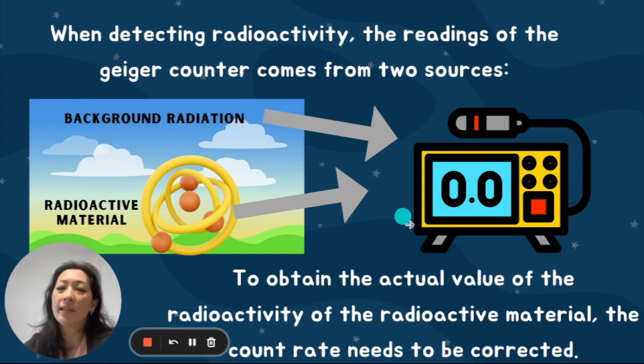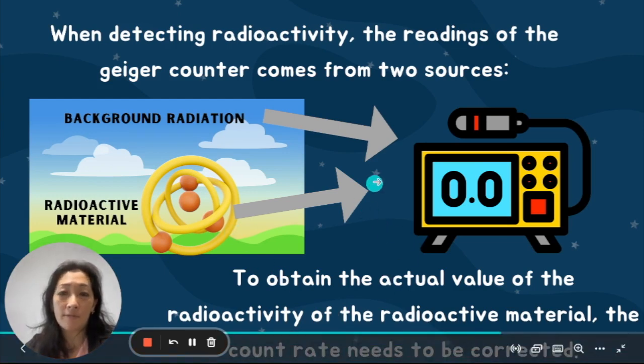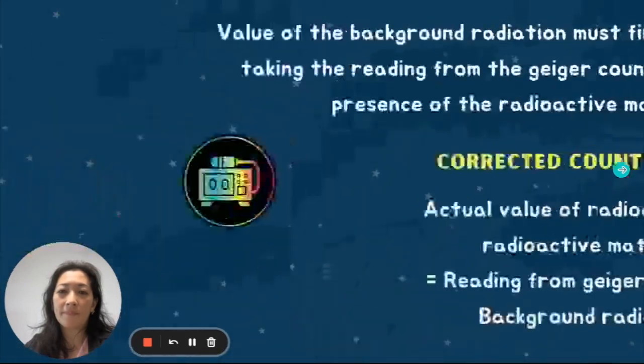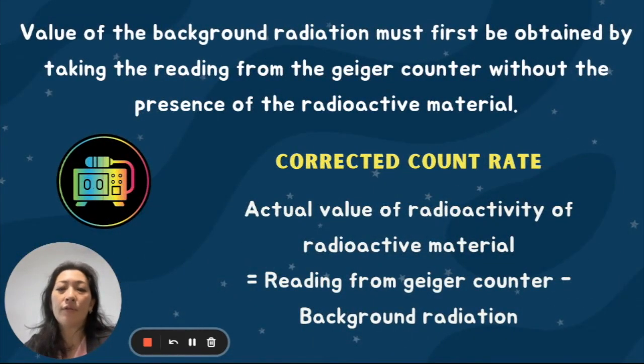So when we use the counter and the GM tube to detect radiation, the readings that we get come from two sources, the background radiation as well as from the radioactive material. So if we want to obtain the radioactivity of the radioactive material only, we need to correct the count rate. What do we mean by correcting the count rate? We need to minus the background radiation.